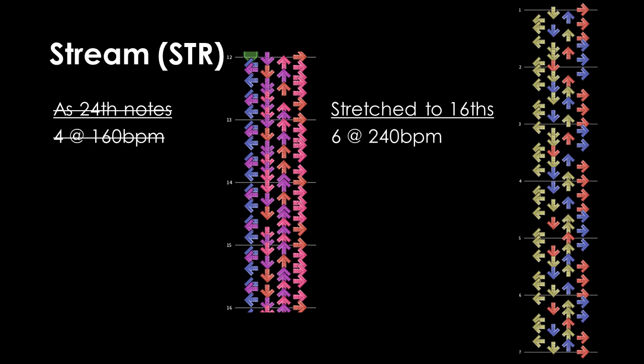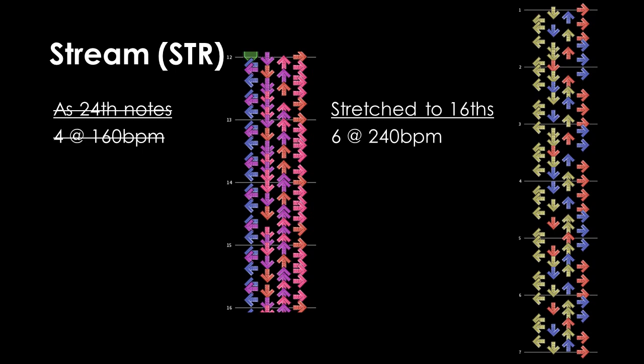There's a reason why this works. Even though 16th notes are slower than 24th notes, we compensated for it by multiplying the BPM by 1.5, since 24th notes are 1.5 times faster than 16th notes. The two examples you see on the screen are effectively the same, just notated differently. I know it's a bit confusing, I'm sorry, I don't make the rules, I just explain them.